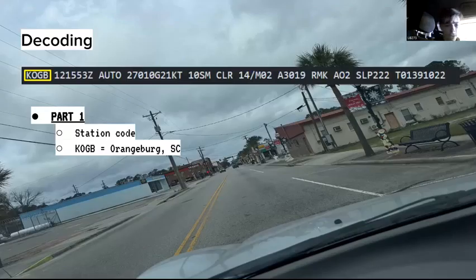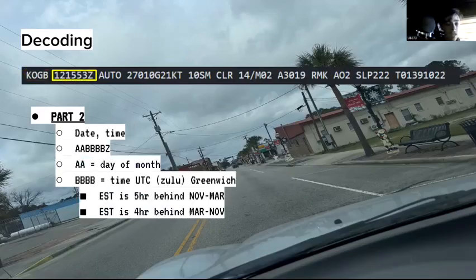The first thing that you're going to see is four letters, and that tells you what station it's coming from. Typically that will begin with a K and then three letters after that indicate the station. So this says KOGB. This stands for Orangeburg, OGB. So typically those three letters will seem like an abbreviation of where it's from. And so Orangeburg, South Carolina is what this example is. That's pretty easy.